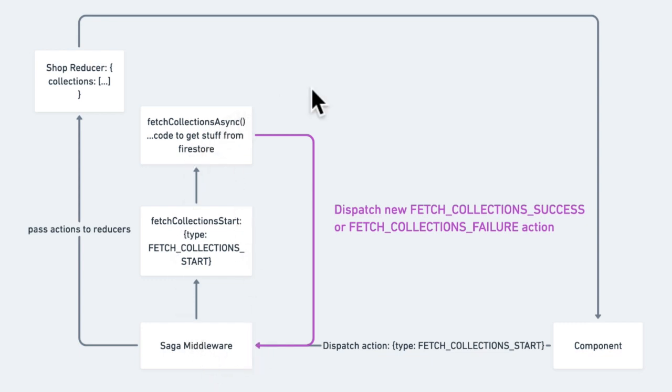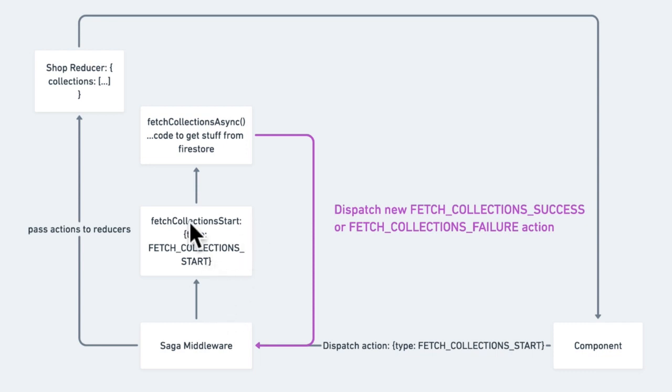So if you think about it like that, from an image standpoint, it's actually much more simple. The code we wrote was much more extensive because we had to deal with that take latest and that take every, as well as that put. But those are really just the means in which we were able to move on to the next step inside of this diagram. Take latest and take every being what allows this saga to actually catch this fetch collection start action that the saga middleware passes to all of our sagas.